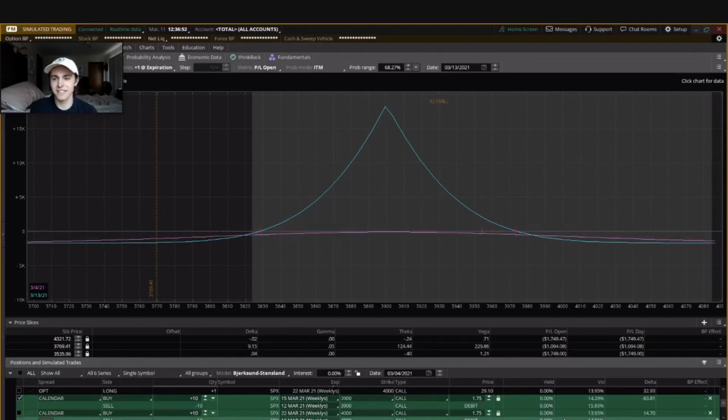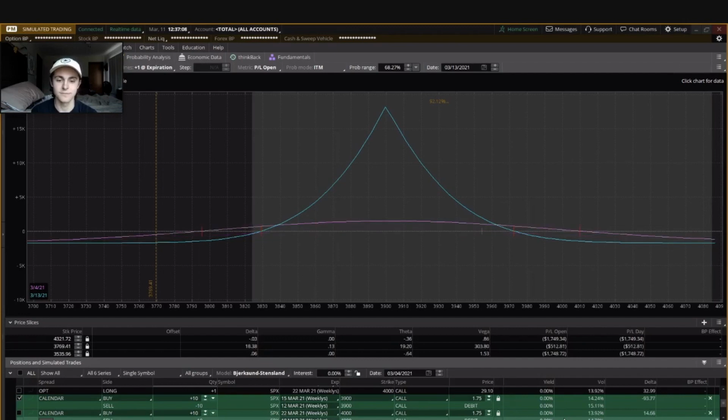Today I'm joined by Halcyon again, and we're going to be showing you some calendar spreads and what he's been working with as of recently. And I think you're bringing the triple calendar into play today. Yeah, so we'll look at the triple calendar in a little hot second here.